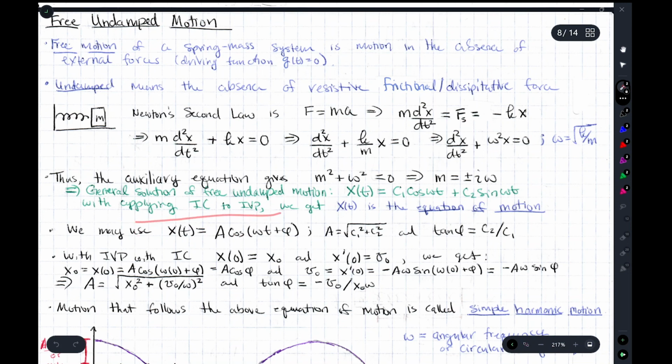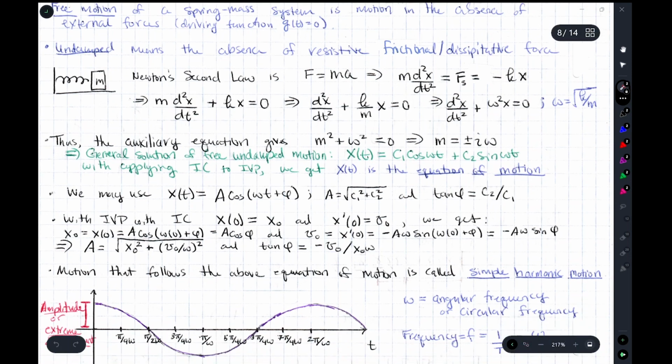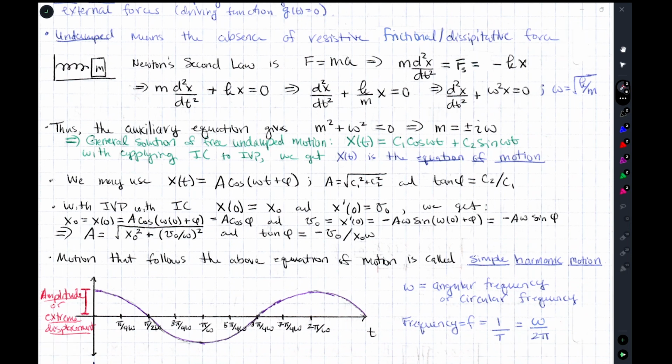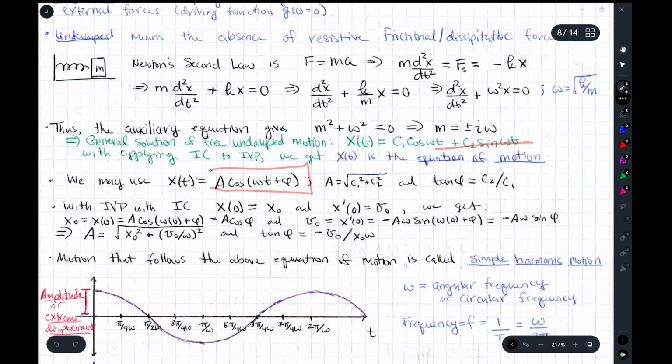And if we apply our initial conditions, we'll get the equation of motion. That's what the equation of motion is. It's just applying the initial conditions on the general solution and solving. That's what's called the equation of motion. We may also use the other notation that we looked at, where instead of that sum, we could combine them so that instead of the parameters C1 and C2, we have the amplitude and the phase, as we've discussed before, where you get them from these formulas.